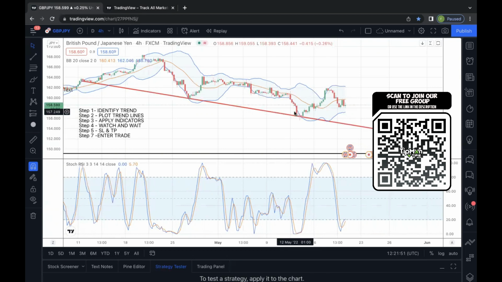Now, the one thing that is potentially telling us to buy at this point is the RSI, because the RSI is very, very low.